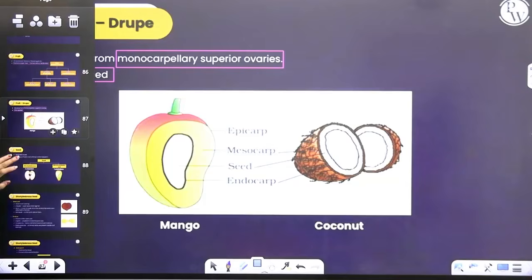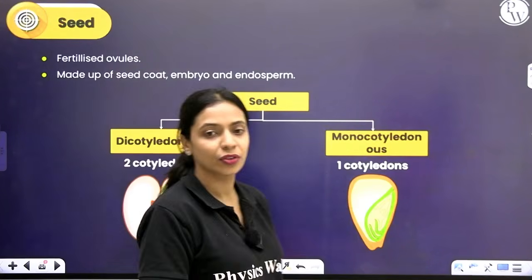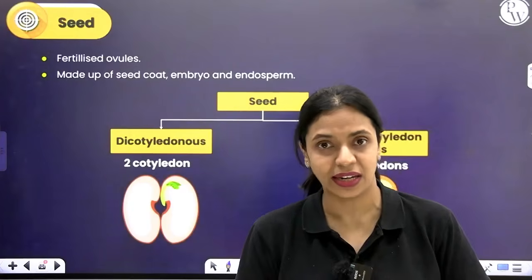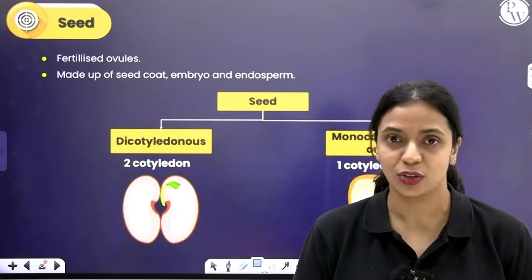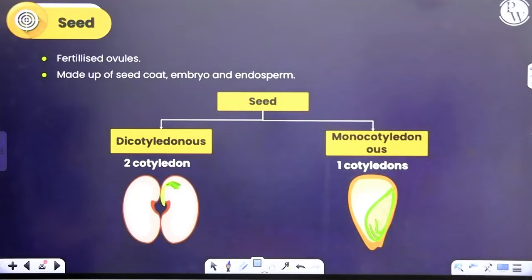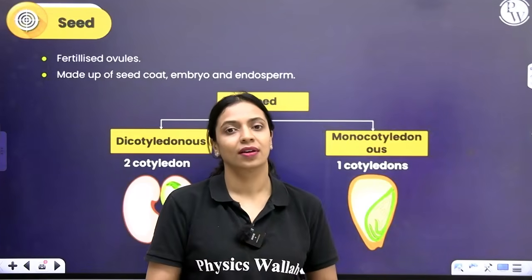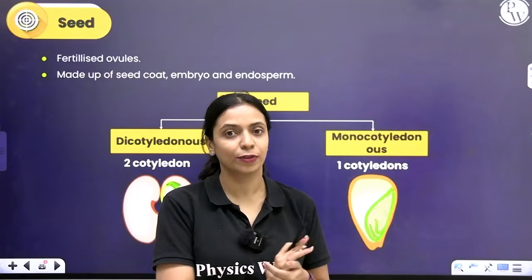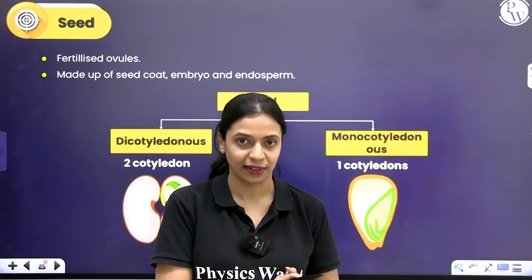Next, we have to learn about seeds. About seeds, we are going to learn extensively in detail in sexual reproduction in flowering plants. So, I will tell you briefly what a seed is and what its parts are. How does a seed form? When the flower transforms into the fruit, when the ovary transforms into the fruit, the ovules within the ovary will transform into the seed. Okay?